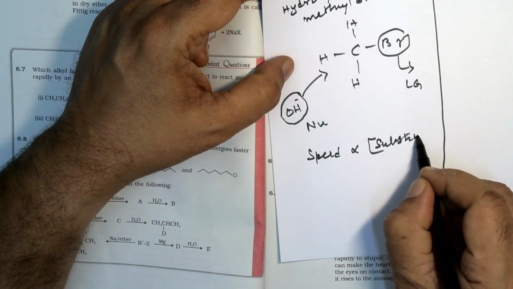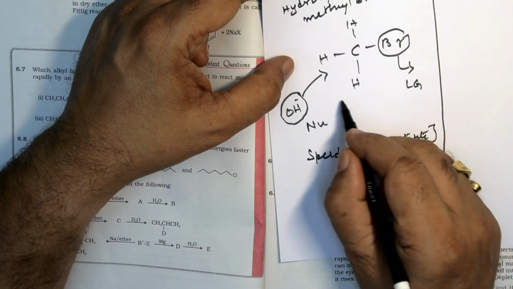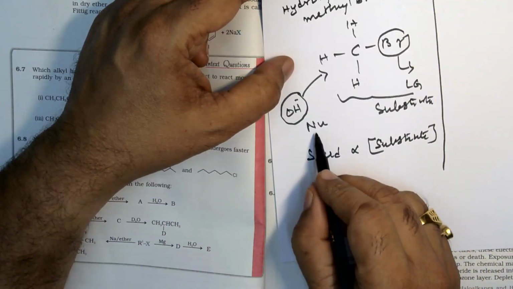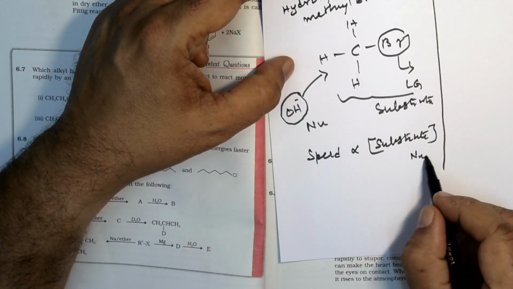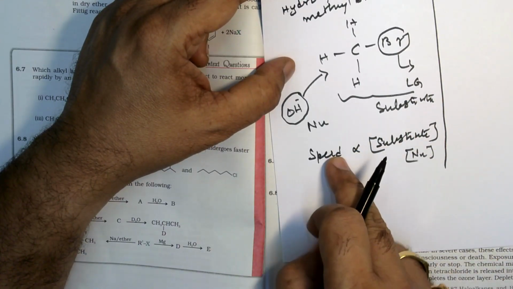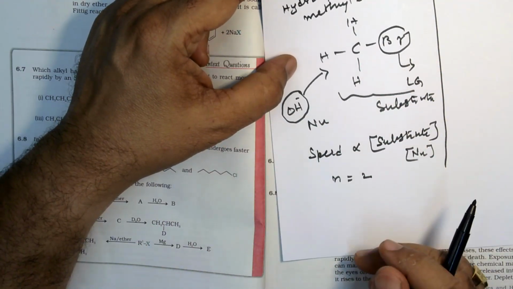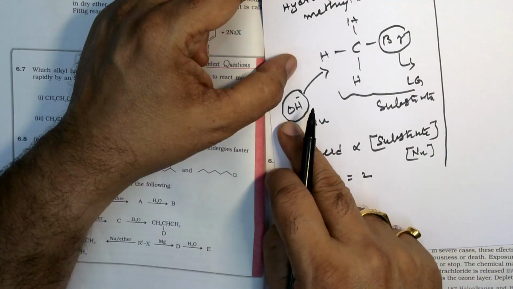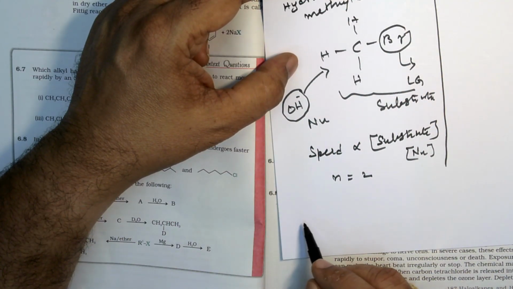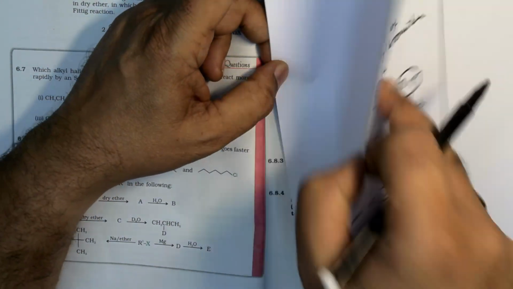What is the substrate here? Which is nothing but the RX. And this is the substrate where the nucleophile is going to attack. This is the attacking species, the nucleophile concentration. So the speed depends on the concentration of both, and that is why the order is 2. But it takes place in a single step. How does it take place in a single step? The attacking and the releasing take place simultaneously, and it forms a transition state. I'll explain on the next page.